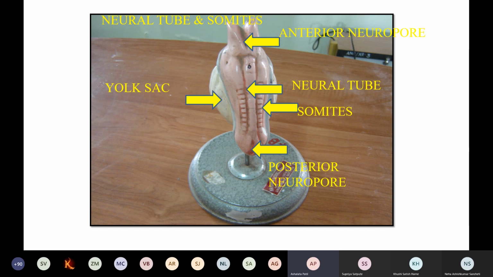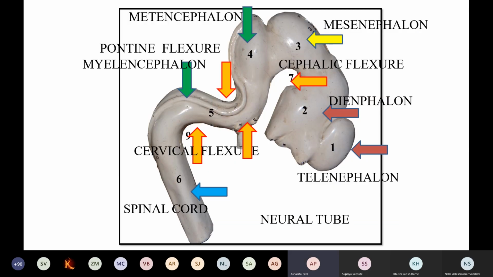So what is this model of? This is the neural tube and the somites. The central one is the neural tube. And by the sides, you are seeing the cubical surface elevations. Actually, these are mesodermal, paraxial mesoderm, but they produce the elevations on the surface ectoderm. So these are called somites, surrounding this neural tube. The upper end or cranial end is open here. This is called the anterior neuropore. Similarly, you will see the opening at the caudal end. This is the posterior neuropore. This is the yolk sac, yellow colored, and the amniotic sac is opened up.